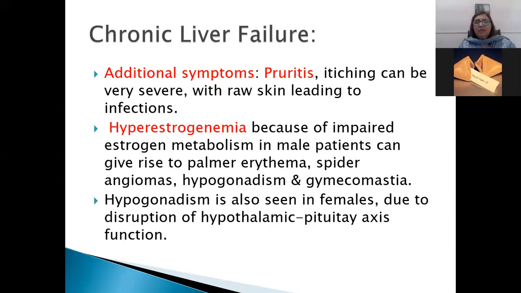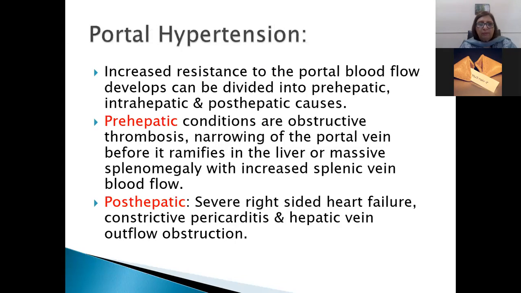It means if hyperestrogen level is present in a male, the palms become red in color. Spider angiomas are small blood vessels which are present on the skin. Hypogonadism means that their testosterone level is going to go down, and with gynecomastia, they can develop breasts because of the increased estrogen level in them. Hypogonadism is also seen in females due to disruption of hypothalamic pituitary axis function as well. So these are the additional symptoms, pruritus and hyperestrogenemia.